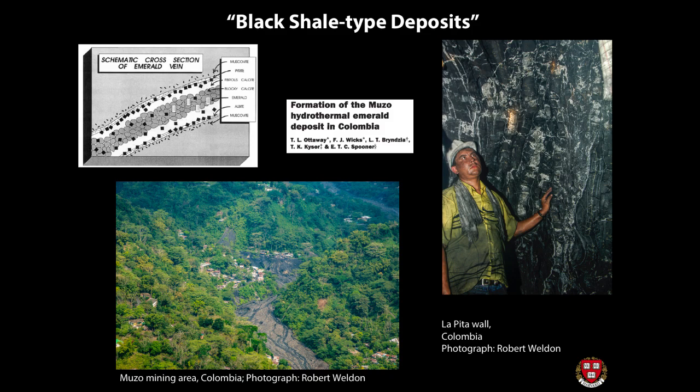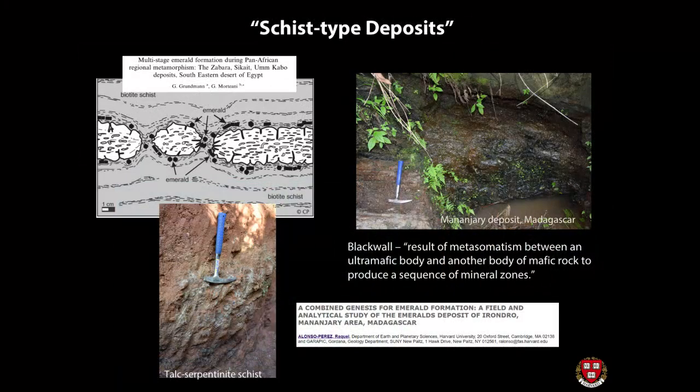On the other hand, the schist-type deposits are shown here by Egypt and Madagascar. They are formed in a very different environment. The emeralds are found in what is called the black wall. And this is an actinolite phlogopite-rich metasomatic zone formed due to metasomatism between a mafic and an ultramafic rock.